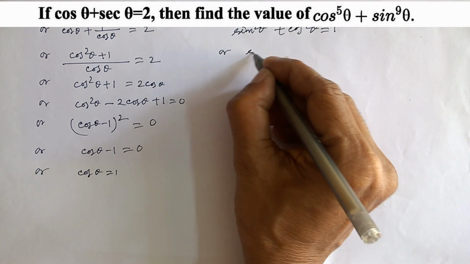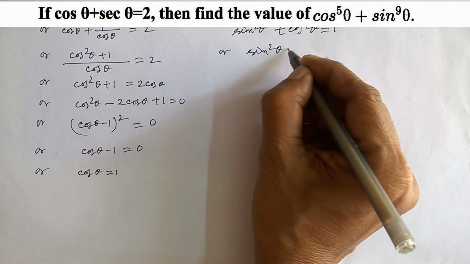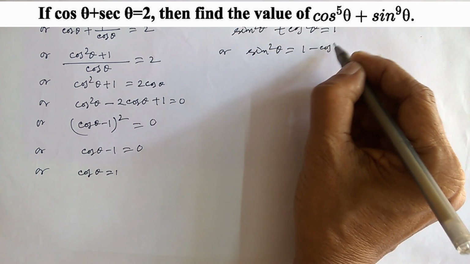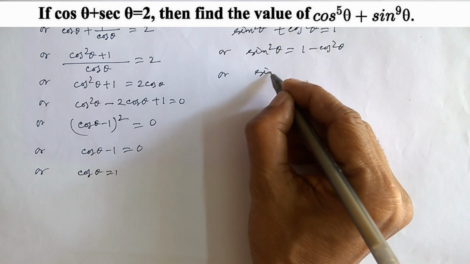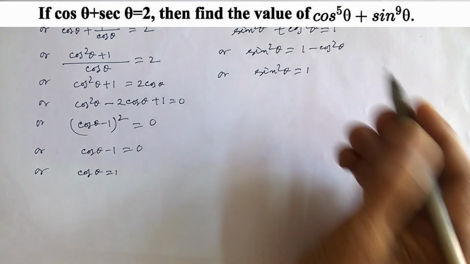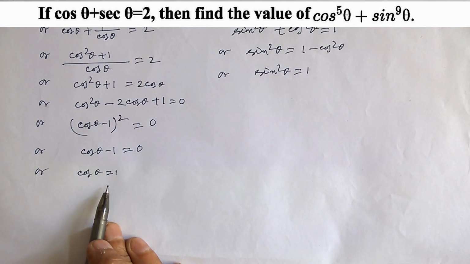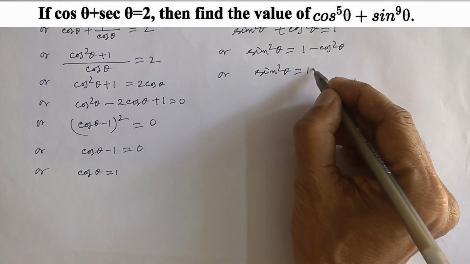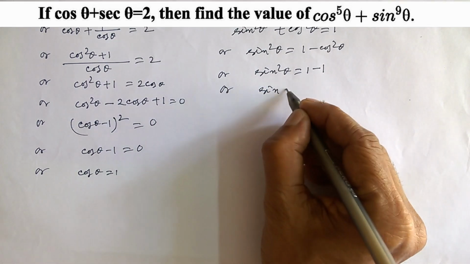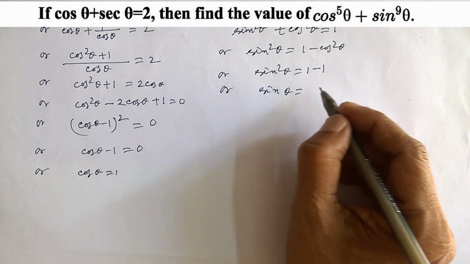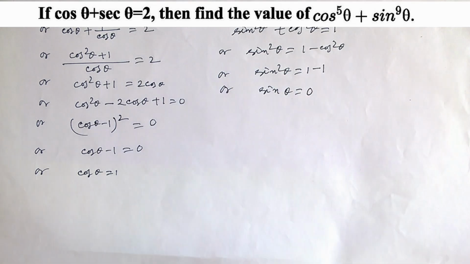So from here we find sin square theta is equal to 1 minus cos square theta. Since cos theta is equal to 1, cos square theta will be 1, so sin square theta is 1 minus 1, which gets cancelled, so sin theta is equal to 0.